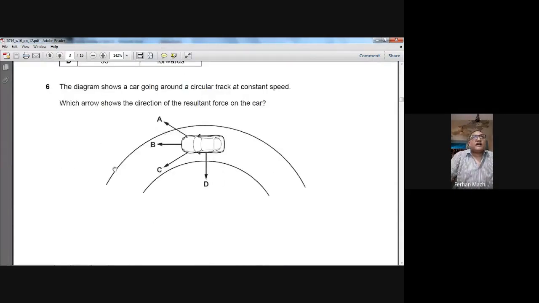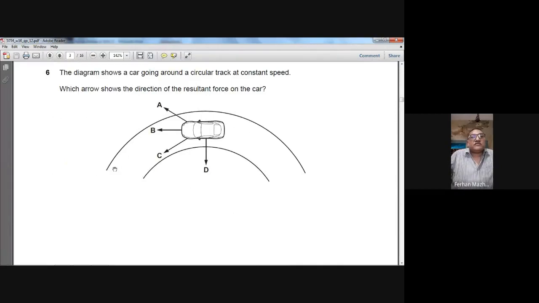Okay, on your screen right now, we have question number 6, a very famous question: when you move in a circle, what is the direction of the resultant force? We have told you many times that whenever you move in a circle, a resultant force is always acting on you, and the direction of that resultant force is always towards the center of that circle. So here, because this car is moving in this circular path, the arrow which is pointing towards the center of this circular path is D. For question number 6, the option is D. I hope you understand. We call it centripetal force.